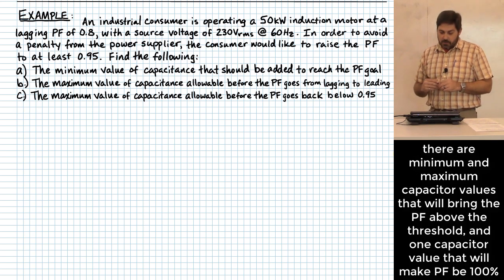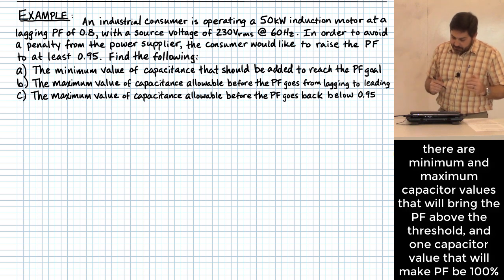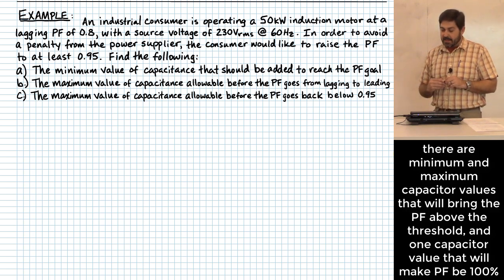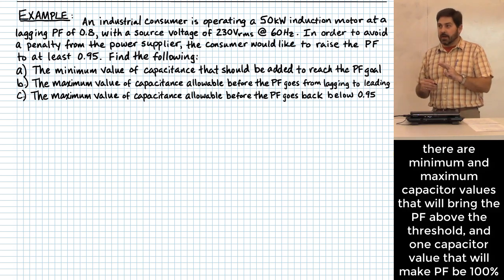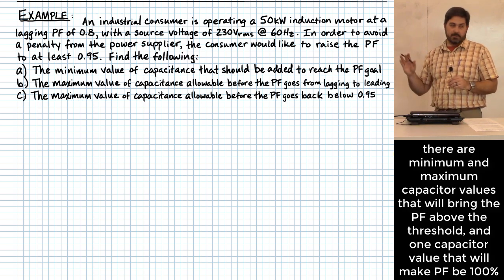Okay, so here's what we have to find. What is the minimum value of capacitance that should be added to reach your power factor goal? That's question one. Question two is, how much capacitance can you add before you start to have a leading power factor as opposed to a lagging power factor?